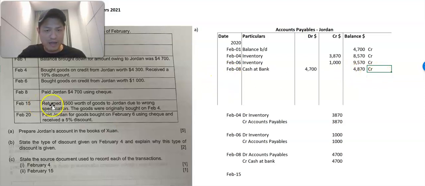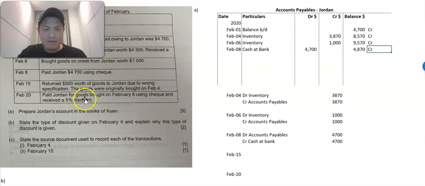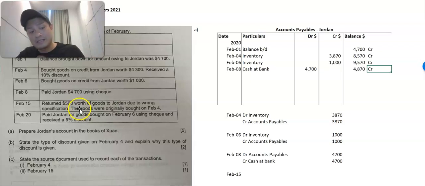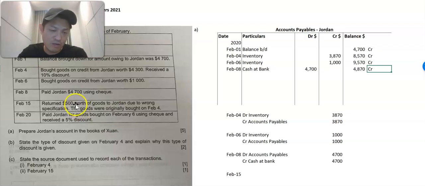Now February 15, what happens? Okay, I'm going to move up a bit. February 15, we return $500 worth of goods to Jordan due to wrong specification. The goods were originally bought on February 4th. You must remember you had a 10% discount on February 4th. So this $500 was the original price of the goods. You've got to bear in mind that the number you put in the double entry has to be 500 less the 10% discount, which is essentially 450.